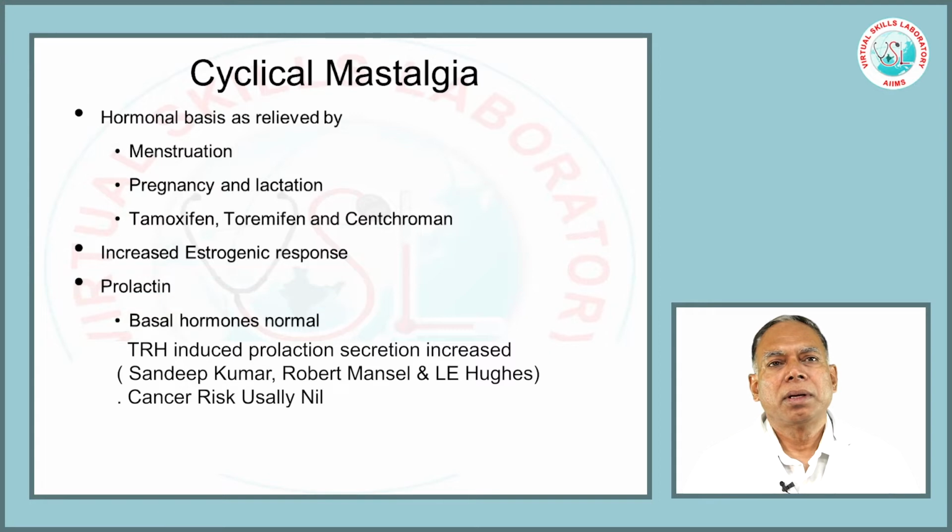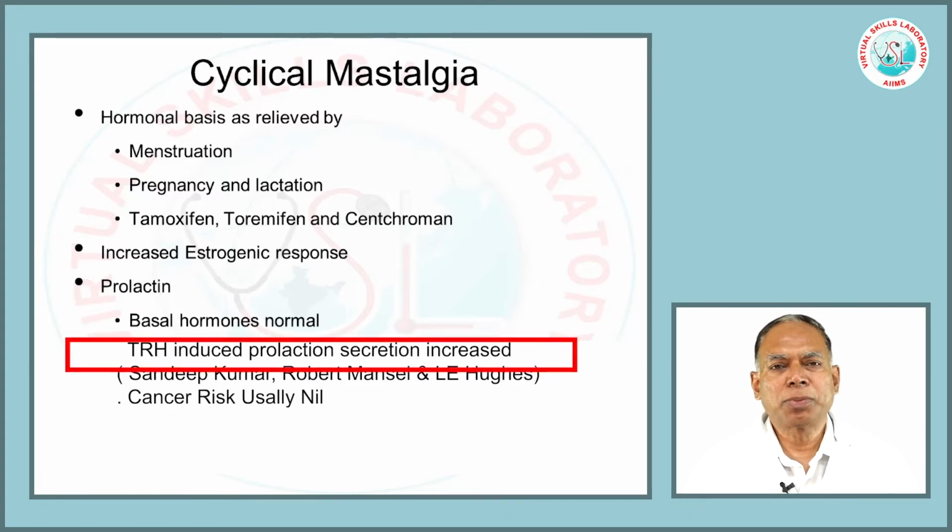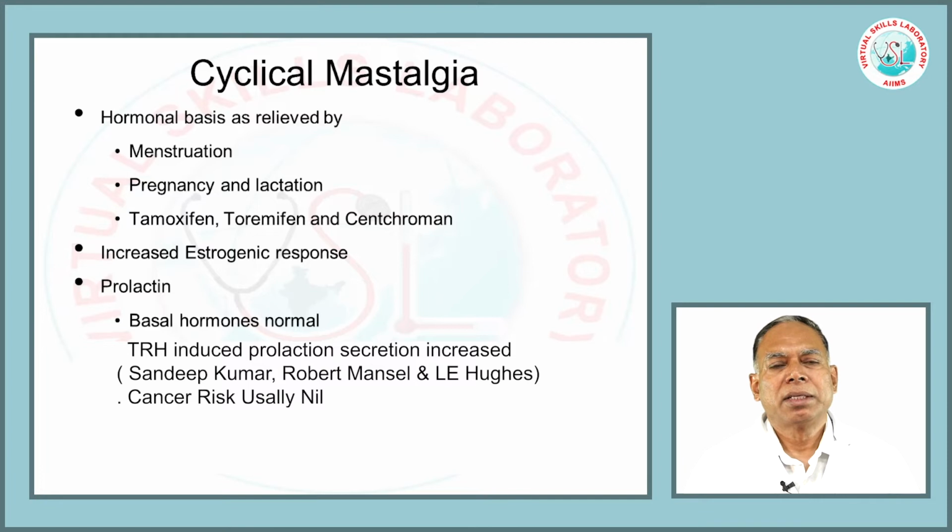Prolactin hormone has also been studied in detail to unravel the pathogenesis of mastalgia. Studies have shown that the basal level of the prolactin hormone is within normal limits. However, when we study the stimulated response of prolactin, there is increased activity. There is an increase in TRH induced prolactin secretion in patients with cyclical mastalgia, demonstrated by Sandeep Kumar, Robert Mansell and Ellie Hughes in Cardiff. In the majority of women having mastalgia, there is no increase in the risk of developing cancer in the future.